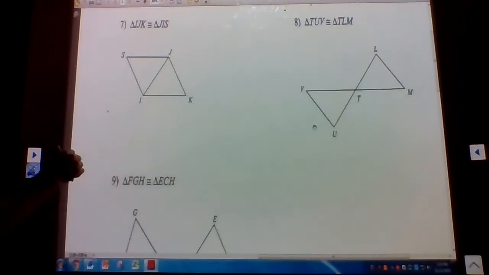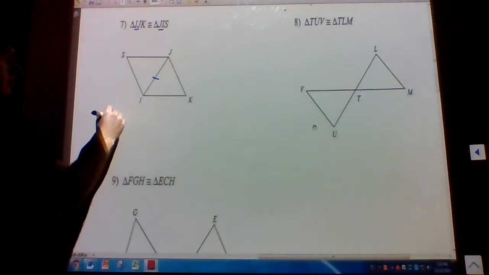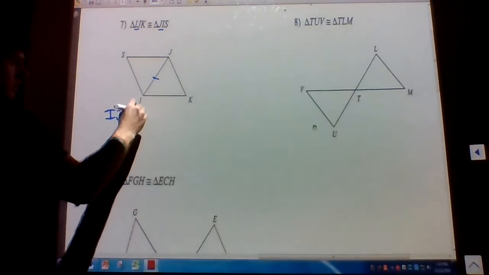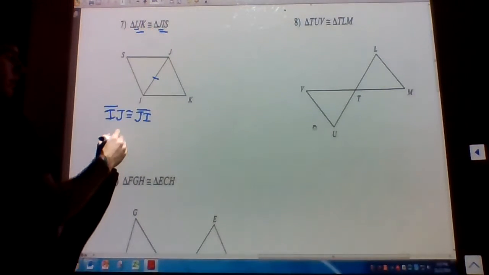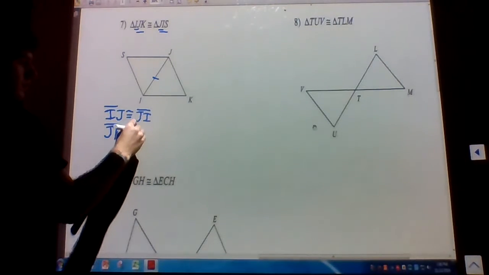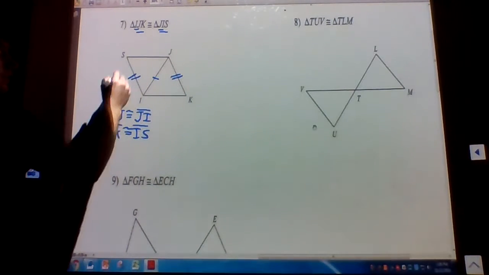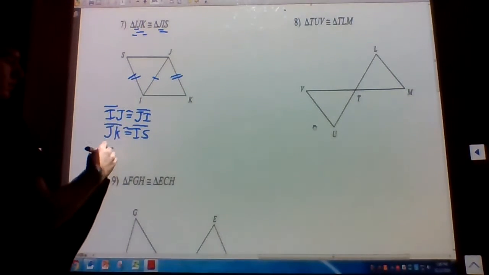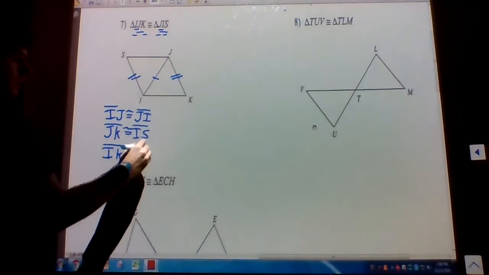Okay, number 7 here, so IJ is congruent to JI. And then JK is congruent to IS. So JK is congruent to IS. And then IK is congruent to JS.